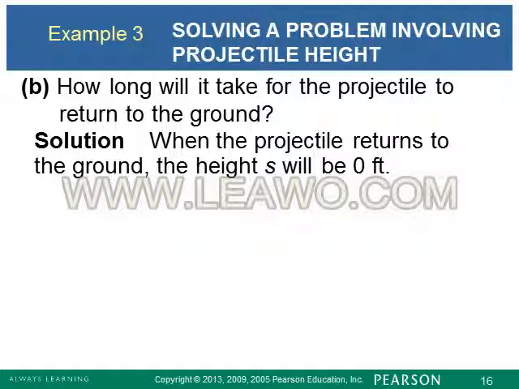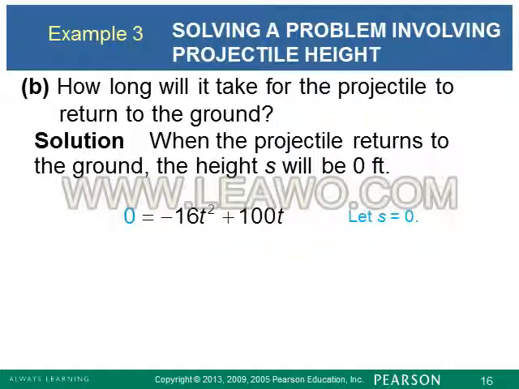Now, a second type of question you might be asked regarding projectile height is how long would it take for the projectile to return to the ground? Think about it. Because of gravity, anything you shoot into the air is going to come back to the ground. And when it's on the ground, what would be its height above the ground? 0 feet. So what that means is we're going to want to put 0 where? For s. So in your box, what is the height when it returns to the ground? 0. Plug in that value for the letter s.